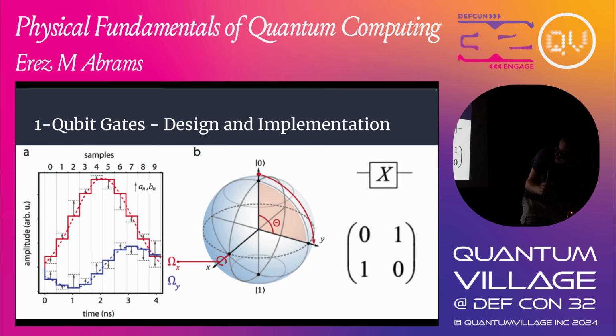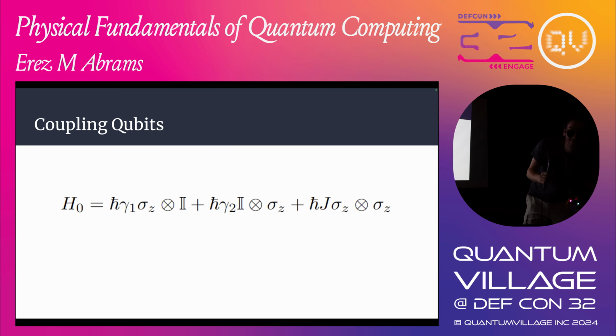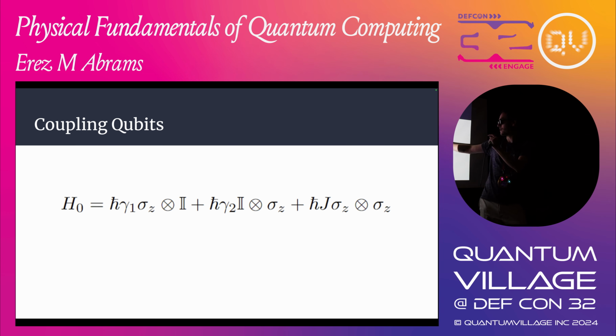But we're running out of time, so I'm going to speed up now. Let's talk a bit about coupling qubits. We've talked about 1 qubit. What if I have 2? Well, those two qubits are going to interact with each other, right? Because they're tiny bar magnets, they have their own magnetic fields. They're going to have an extra energy term for the alignment of those two magnetic fields.